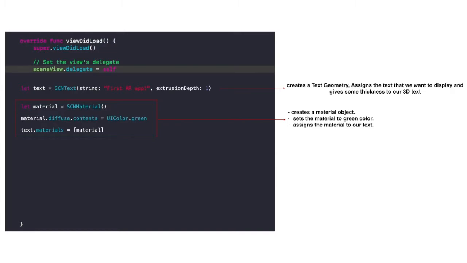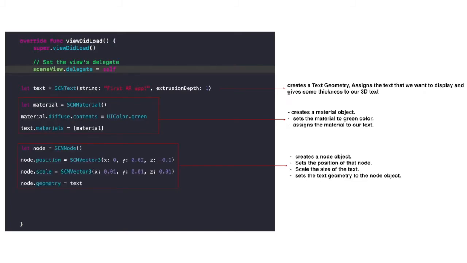Now we already have our text and we have assigned a color to it, but we still don't know where that text is placed in the real world in terms of x, y, and z coordinates. So let's assign coordinates to our 3D text. The first line creates a node object. A node is basically a coordinate object. The second line assigns the position to the node in terms of x, y, and z coordinates. You can play around with these values to get what best suits you. The third line scales down the object to 10 centimeters. The fourth line sets the geometry of the node to the text that we made.